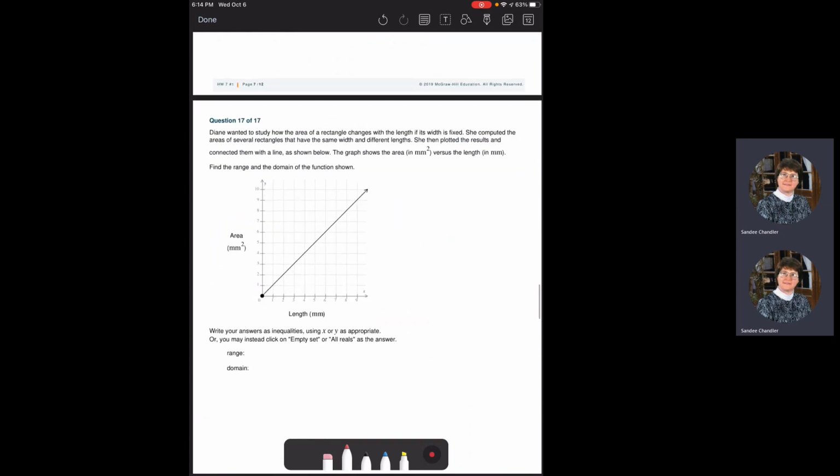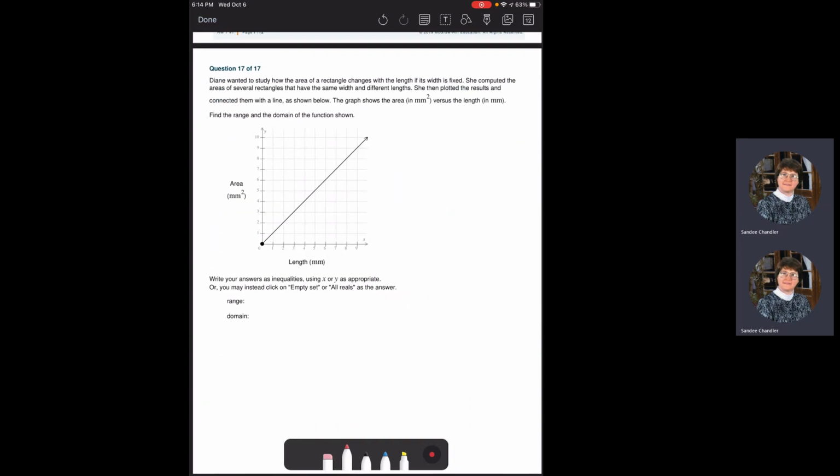Let me know if you need any help. Oh, we get to do another word problem. Domain and range, yay. Be careful, they interchange domain and range in your answer area. Sometimes domain's the first one they ask you for, sometimes it's range.